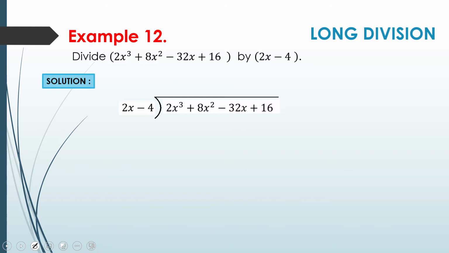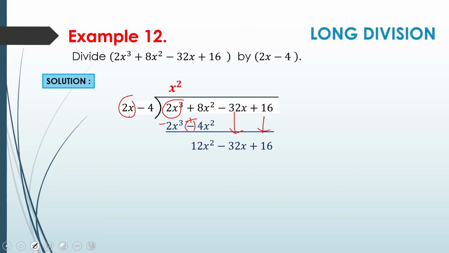Another example using long division. First term divided by the first term here. 2x cubed divided by 2x will give you x squared. And then you multiply x squared times 2x, x squared times minus 4 here. And then you change the signs. This will become minus, this one becomes plus. So 2 minus 2 is 0. 8 plus 4 will be 12x squared. And then you carry this down, and again you divide.